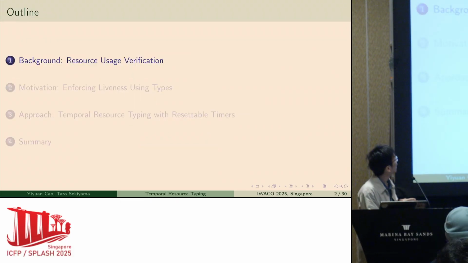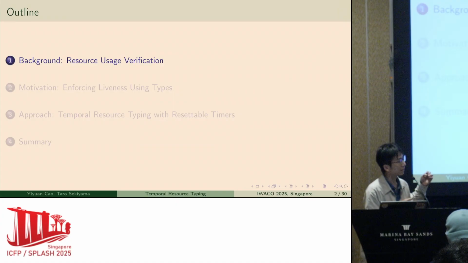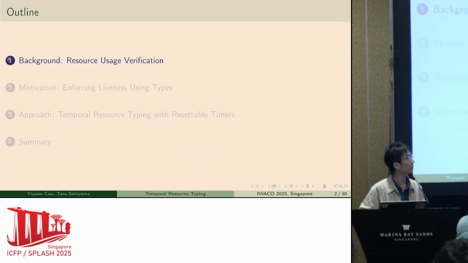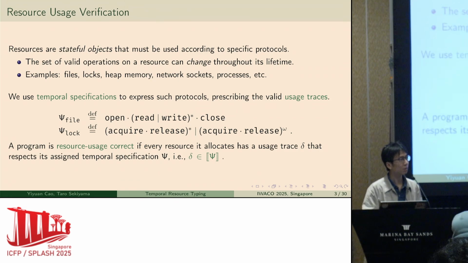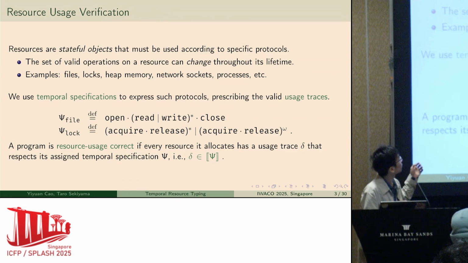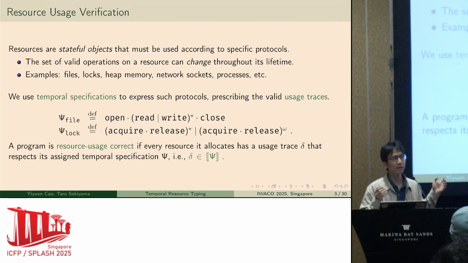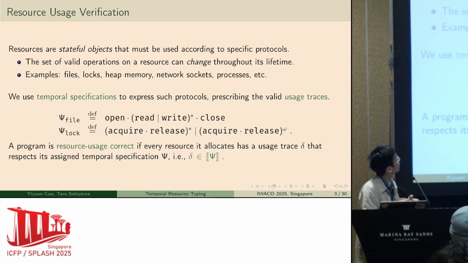First, let me introduce what resources are and what we mean by the resource usage verification problem. Resources are different from other values in programs in that their states can evolve, so the valid operations that you can invoke on a resource can change. Examples are files, logs, and heap memory. A newly allocated heap memory is uninitialized, so you cannot read from it, and if it is deallocated, you can no longer access it. So the valid operations change.